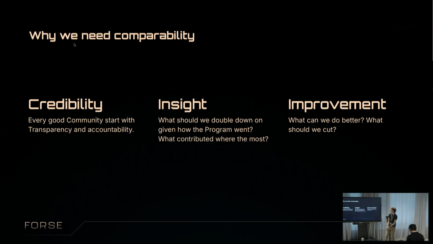Then why do we need comparability? Because credibility is important. Every good community starts with transparency and accountability. When you give away money, it's not difficult to phrase and difficult to understand, but when you're Polygon and you give away money, you're actually diluting the people that have Polygon token. Because it's not like in our current society where you have money and you spend it and nothing changes. Well, it does change due to inflation, but that's a different thing.